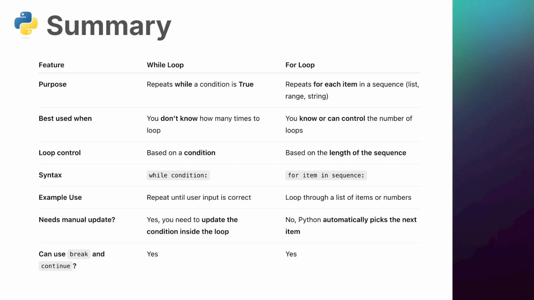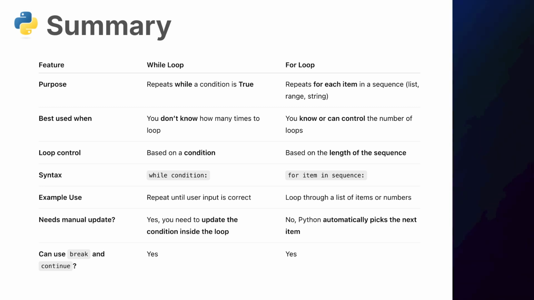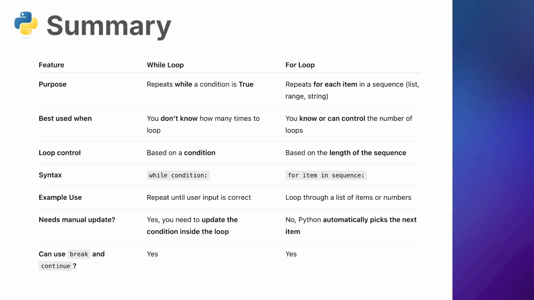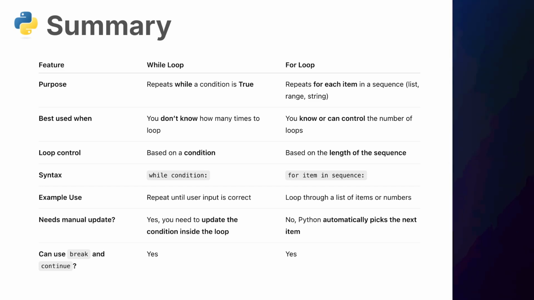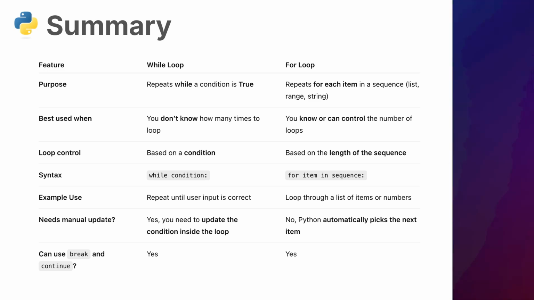Best use cases? Use a while loop when you're not sure how many times you'll need to repeat the action. For example, repeating until a user enters the correct answer. Use a for loop when you know the number of times you want to repeat something, or when you're going through a list of items.